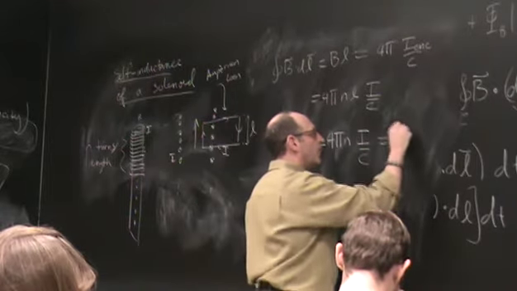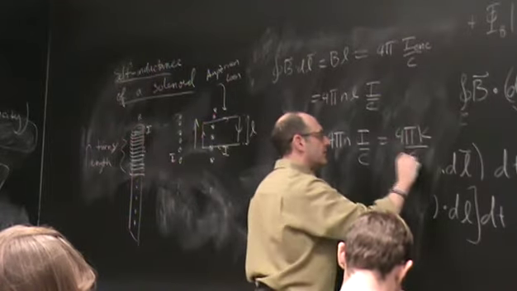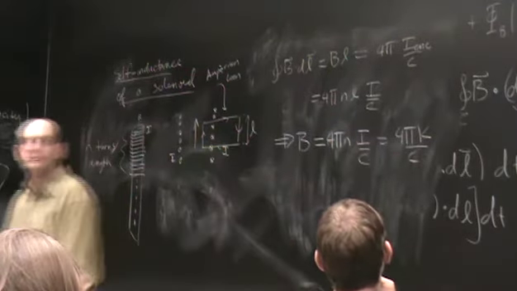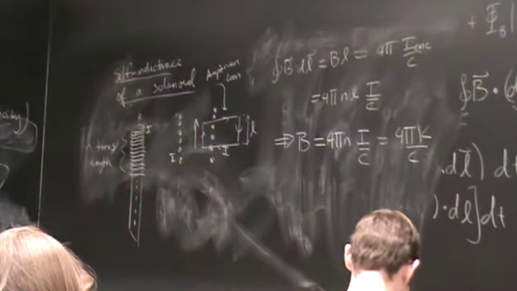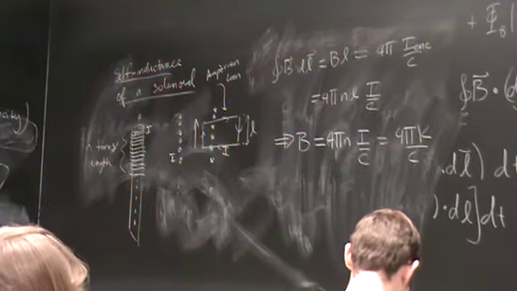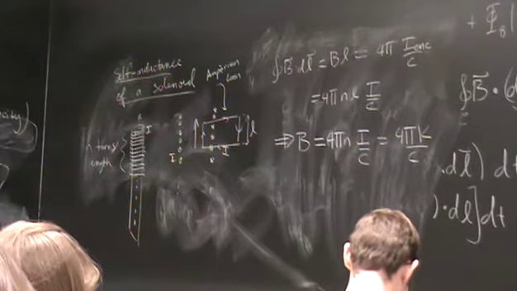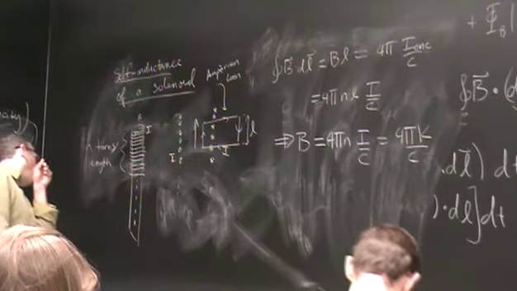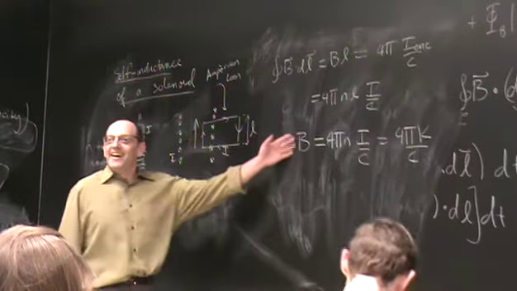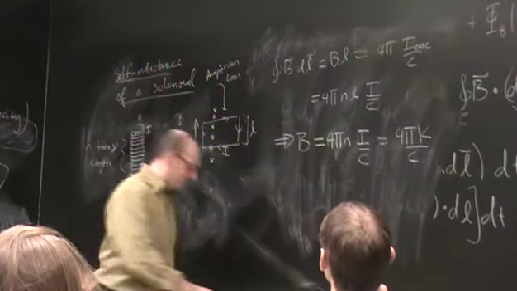Also known as 4 pi the surface current over C, just like 4 pi sigma for a capacitor, or sigma over epsilon naught. Okay, sorry.